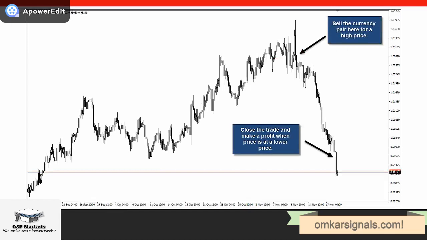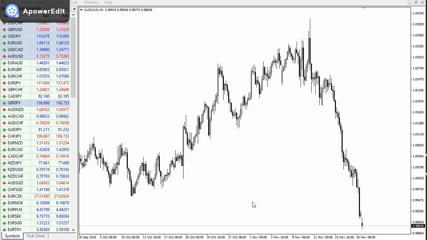But as I said, you can also make a profit when price goes down. For that, you have to enter a sell trade. So you can sell at the very high here. The first arrow shows that. And you can close the trade later on when the price has gone down. And so even though you don't own the currency in the first place, you can still make a profit when price goes down when you enter a so-called short or sell trade.